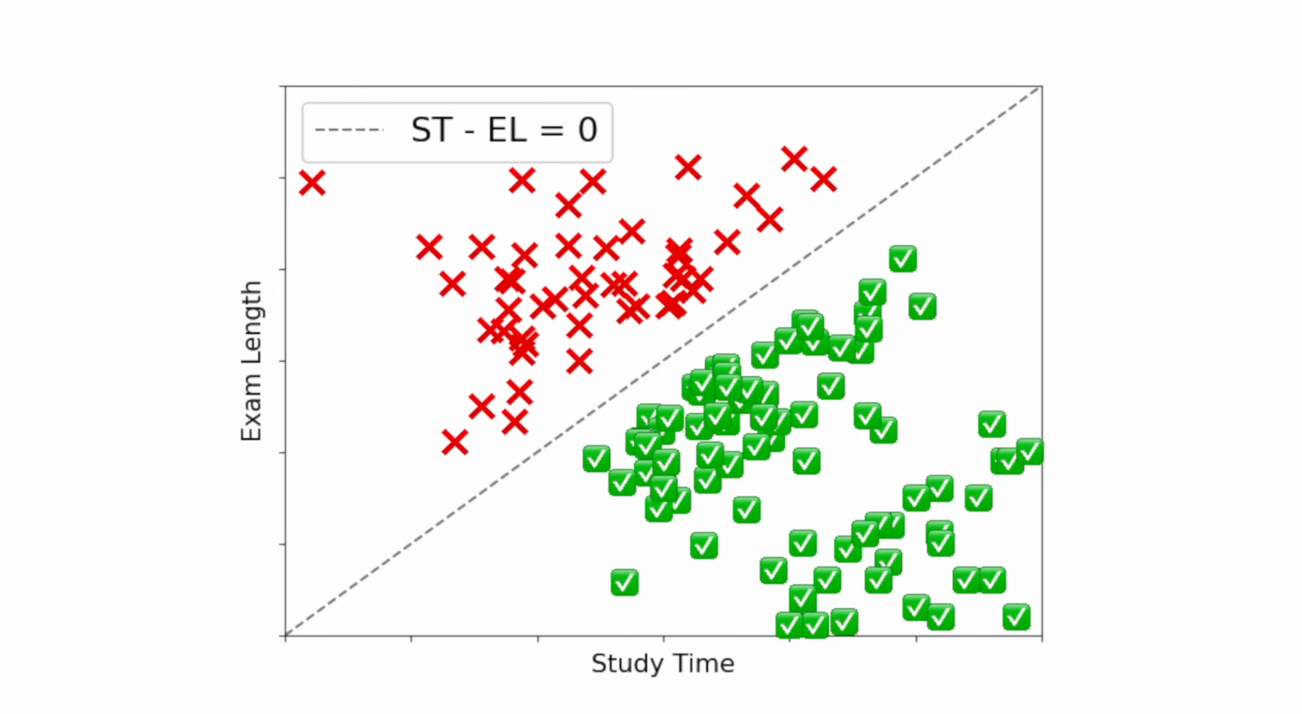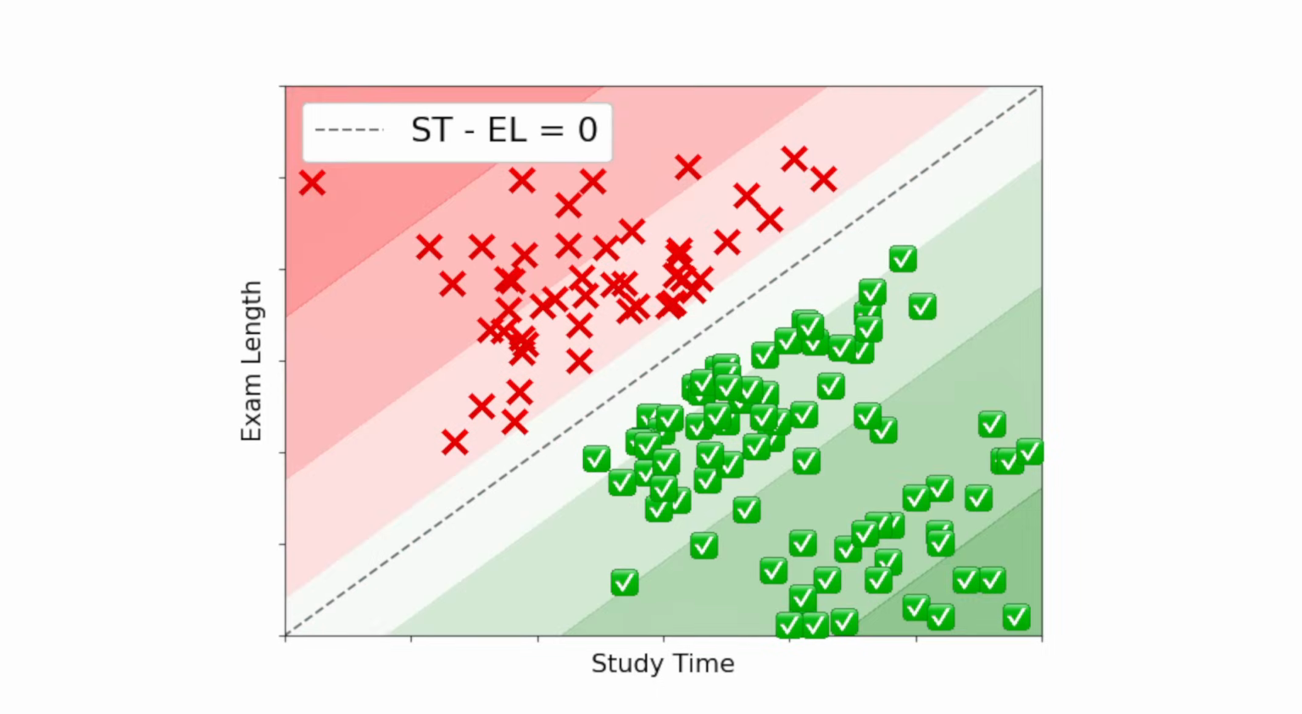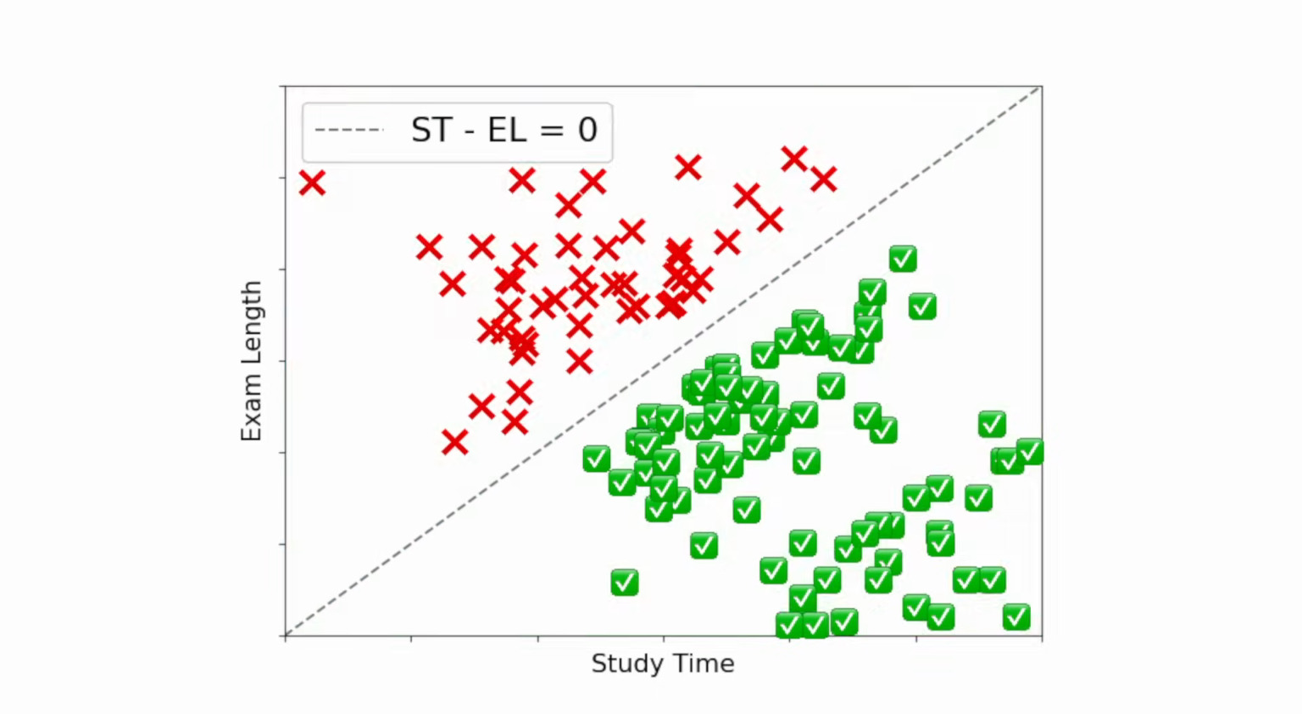Turns out that the threshold from logistic regression not only distinguishes students as passing or failing, it also assigns a corresponding level of confidence to each student based on how close they are to the boundary. Let's take a closer look at the equation of this threshold. Plugging any student's study time and exam length into that equation, we will either get a positive or negative result. And this will tell us on which side of the threshold the student lies.